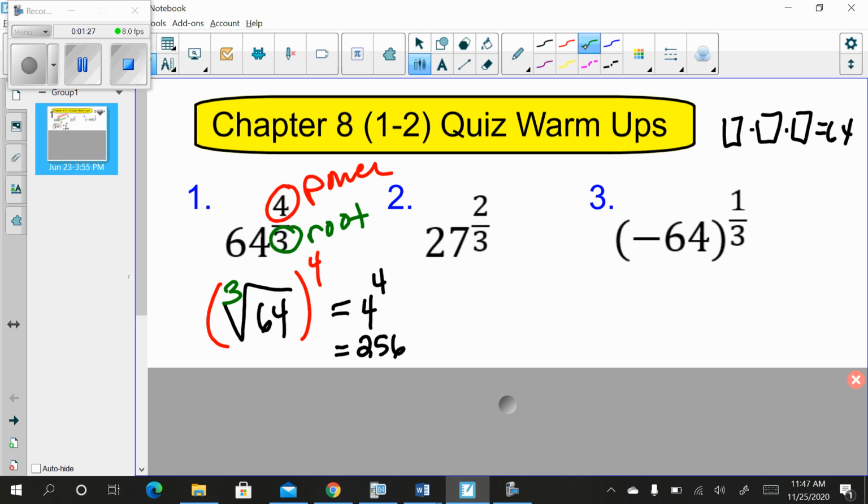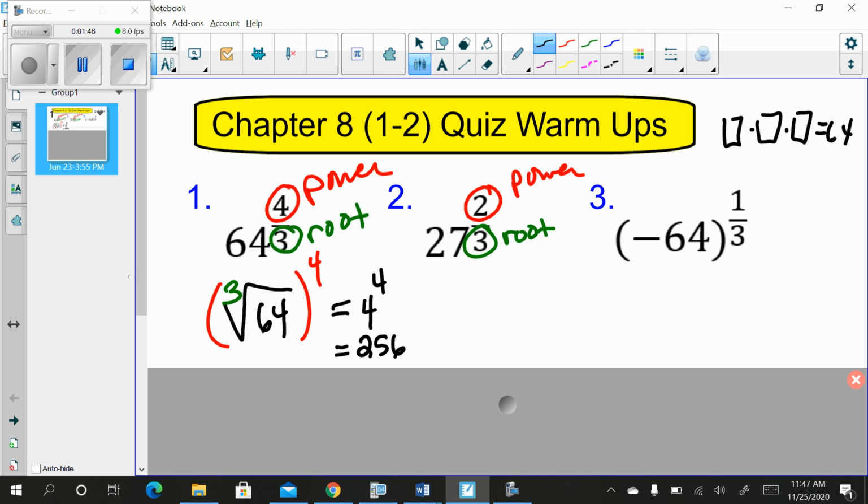All right, so same idea for the next one. So 27 to the 2/3. Go ahead and pause the video and see if you can figure out what that would look like. So go ahead and see if you can rewrite that one as a radical and then come back for the explanation. All right, so we got a root of cube, and then that's going to be squared. That's the power you're going to be raising it to.